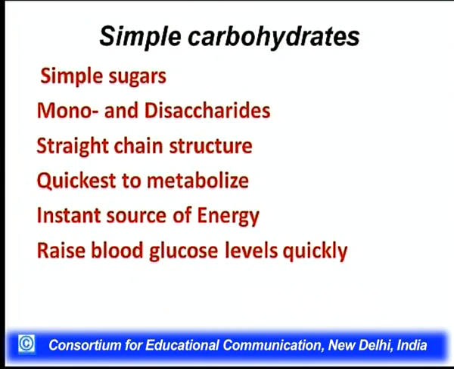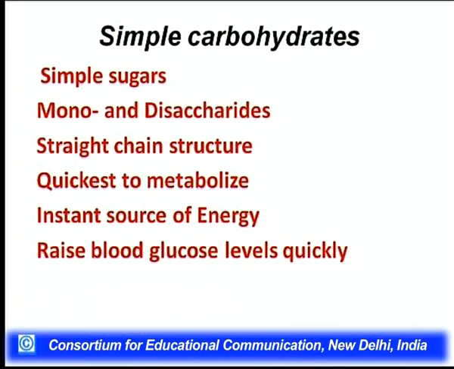So now when we talk of carbohydrates, we can classify them into 2 classes. First, we can consider them to be simple carbohydrates or complex carbohydrates. When I talk of simple carbohydrates, what are we talking of? We are talking of simple sugars, that is, monosaccharides and disaccharides. Now, monosaccharides and disaccharides can have a straight chain structure as well as a cyclic structure. They are quickest to metabolize, and since they are quickest to metabolize, they are the instant source of energy. And since they are the instant source of energy, if we consume too much sugar, it will immediately raise our blood glucose levels.